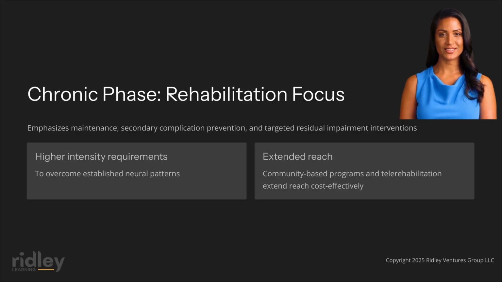Research examining high-intensity interventions in chronic stroke populations has demonstrated clinically meaningful improvements in upper extremity function, gait speed, and balance even years after stroke onset, supporting the value of ongoing access to skilled rehabilitation services. Exercise-based interventions in chronic stroke serve multiple purposes beyond motor skill acquisition, including cardiovascular conditioning, secondary stroke prevention, mood regulation, and maintenance of functional mobility that supports community participation.